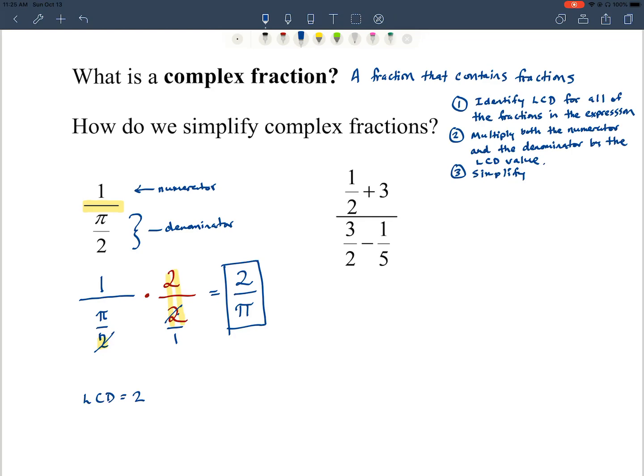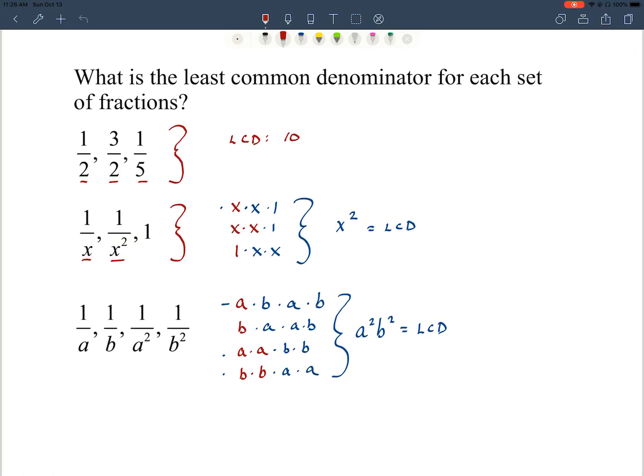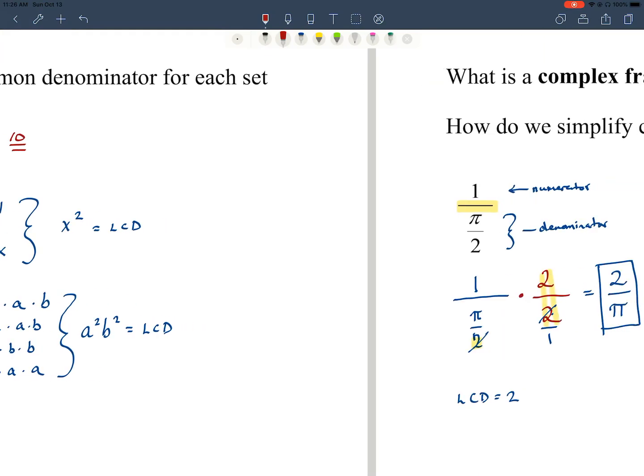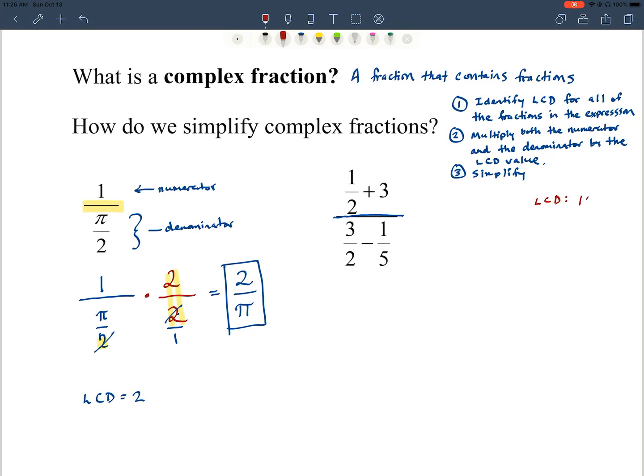For the second problem here, we have 1/2 plus 3, and then that is over 3/2 minus 1/5. So the first thing, remember, is we wanted to identify what the least common denominator is going to be. I'm going to do that in red over here, right? So we've got denominators of 2 and 5, and then I guess we could say 1 as well. We already kind of did that on our previous slides there, right? We had something where we had 2's and a 5, and we said our least common denominator was 10. So our least common denominator on this one is 10.